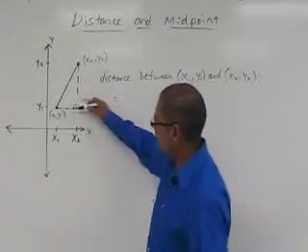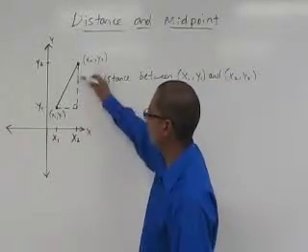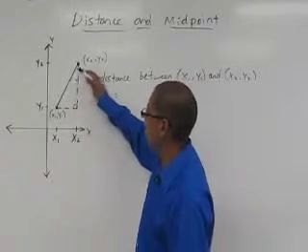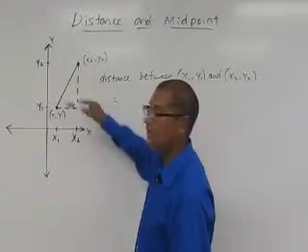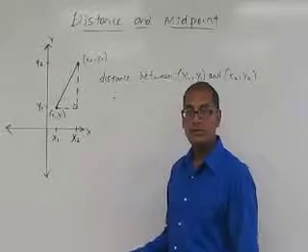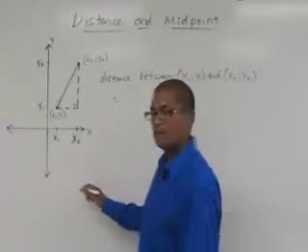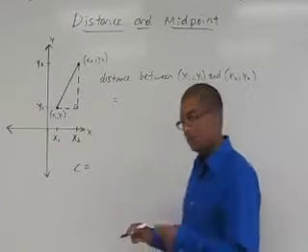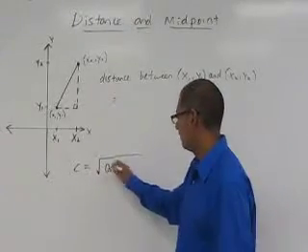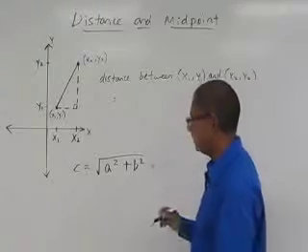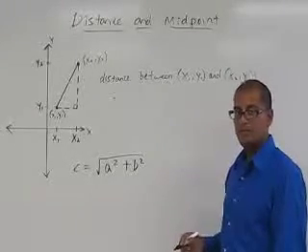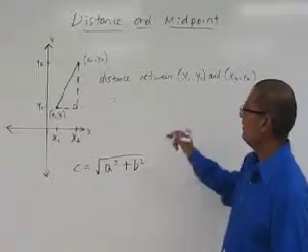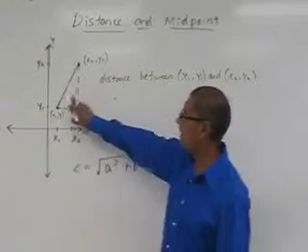Well, consider constructing a right triangle here. If we construct a right triangle, we can use the Pythagorean theorem to find the distance between these 2 points, which is the hypotenuse of that right triangle. Remember, the Pythagorean theorem says that C, the hypotenuse length, is equal to the square root of a squared plus b squared. C is the hypotenuse, and A and B are the other legs. The distance between these 2 points is the hypotenuse.